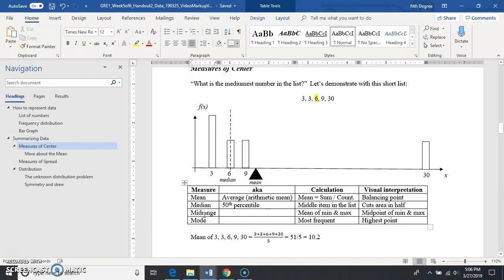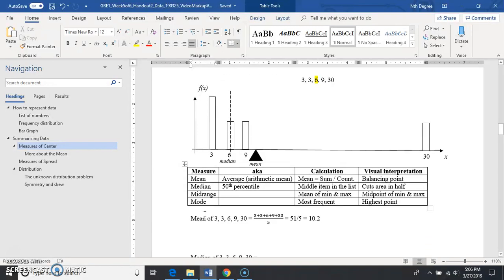Mid-range. The mid-range is probably the least well known, the most obscure of these four measures. And as a matter of fact, the GRE does not use the word mid-range. However, I find it to be a very helpful tool, and we are going to use it, especially in GRE 2 class, if you continue studying with me. But let's understand what the mid-range is.